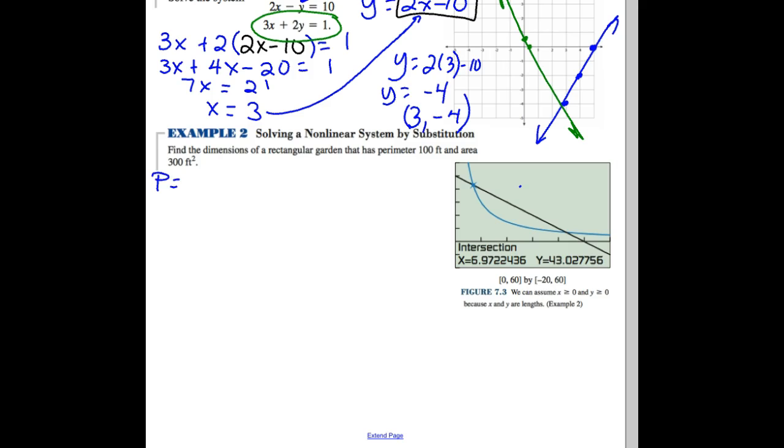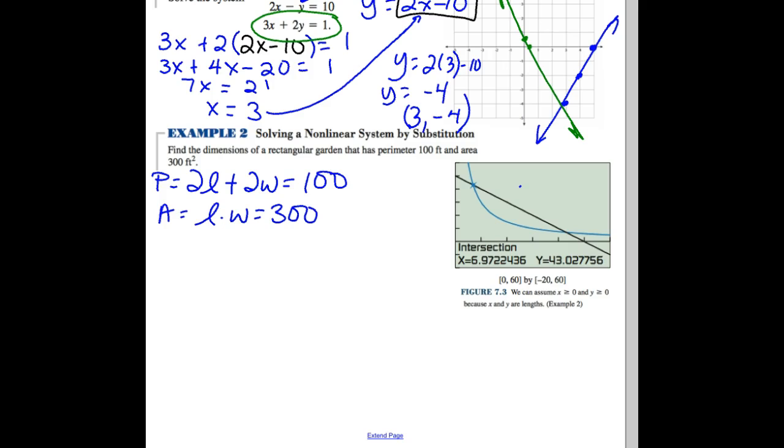What do we have for perimeter? Okay, so I'm going to say 2 lengths and 2 widths. Okay, and then how about area? Okay, so what we're told in our word problem is that 2 lengths plus 2 widths has to equal 100 feet, and length times width has to equal 300 square feet.